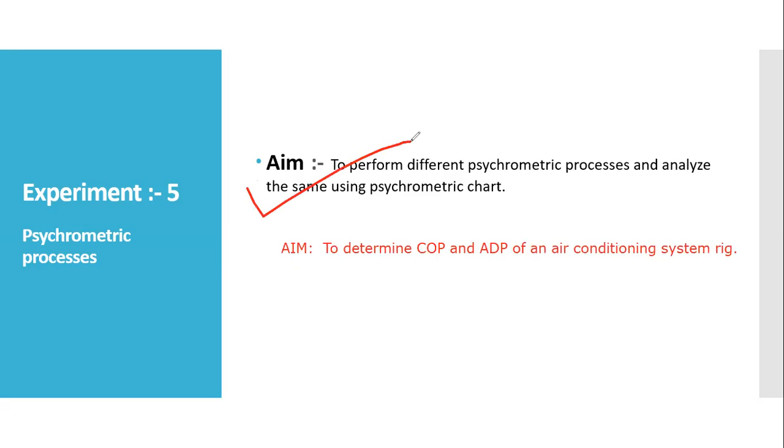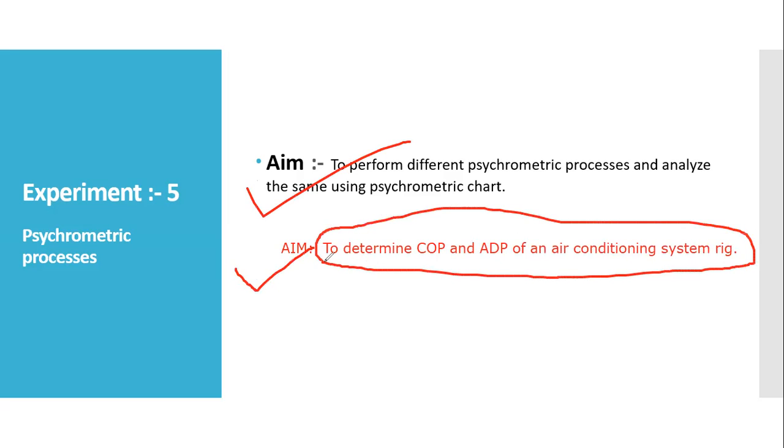This we have done in the previous session, in the last lab session. But in this session, we have to determine the COP of the air conditioning test rig which we are using, and the apparatus dew point temperature of this particular air conditioning system. Now, what do you mean by apparatus dew point temperature? Which temperature does it indicate?